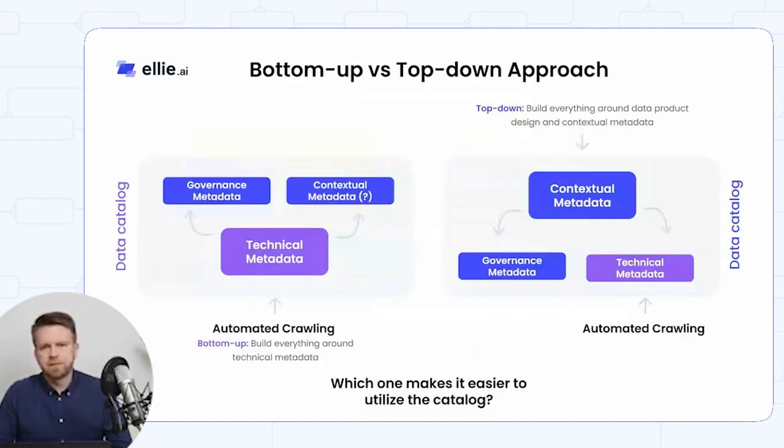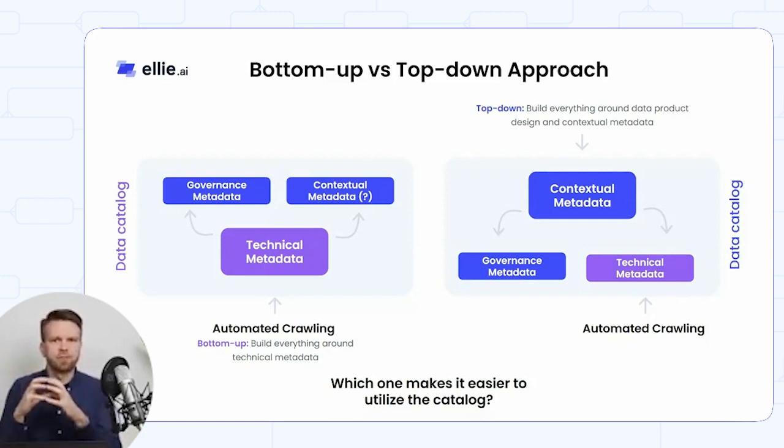So here we have it kind of as a comparison. Now, the three kinds of metadata that I mentioned: governance metadata, contextual metadata, and technical metadata. On the left here, we have the bottom-up approach. We're using these automated crawling capabilities, which are very great in most data catalogs, to ingest a lot of this technical metadata. We build everything around it. There's a mass of technical metadata, and we try to link that with the governance aspects, with the context.